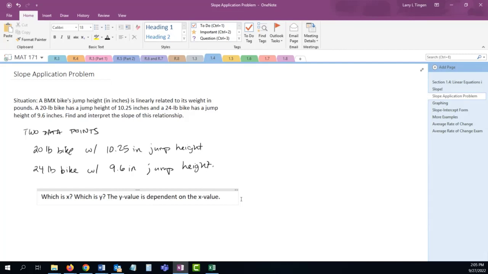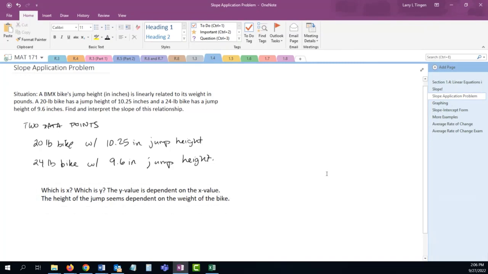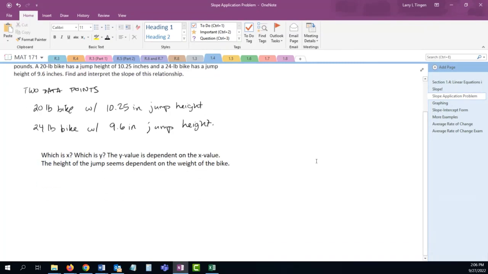So Andrew's saying y is height, x is weight. Does everybody agree with that? Yeah, so the height of the jump seems dependent on the weight of the bike. All right, I have two bikes. The heavier bike has the lower jump height. The lighter bike has the higher jump height.